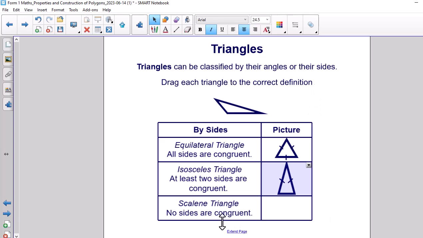And finally, a scalene triangle is a triangle with no congruent sides. All 3 sides here are of different lengths, and since that is the case, we will call that a scalene triangle, and I will drag that into the box right here. So here you have a picture of an equilateral triangle, an isosceles triangle, and a scalene triangle.